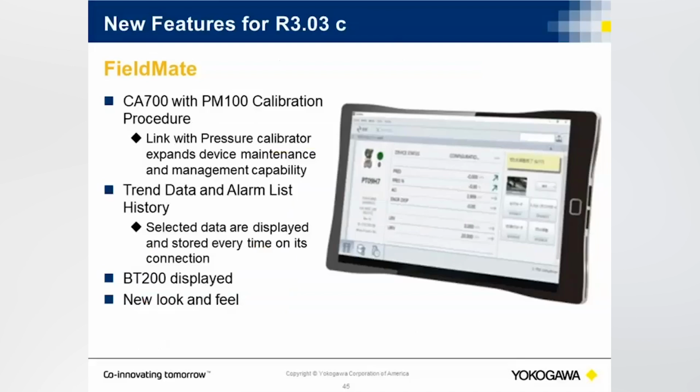Also released in 2017, we had FieldMate 3.03. Some of the new features in here involve the ability for FieldMate to remotely connect to a CA700 and perform the same as-found and as-left and data logging calibration procedures as on the main unit. It allows you to perform its work in a central, easy-to-use platform. Other new features include the ability to trend data and monitor alarm history.